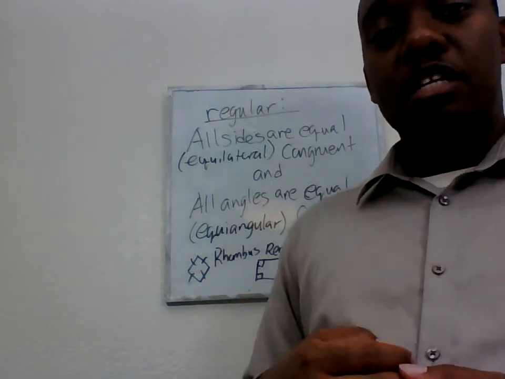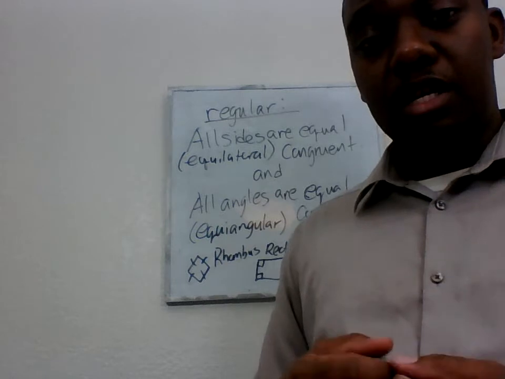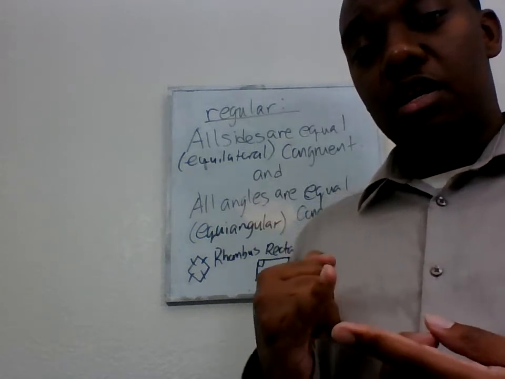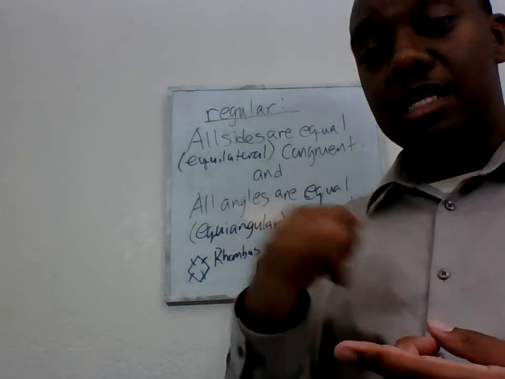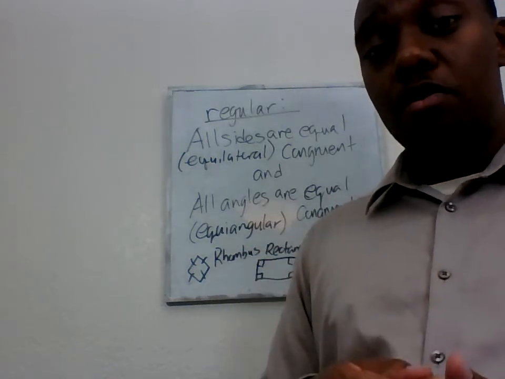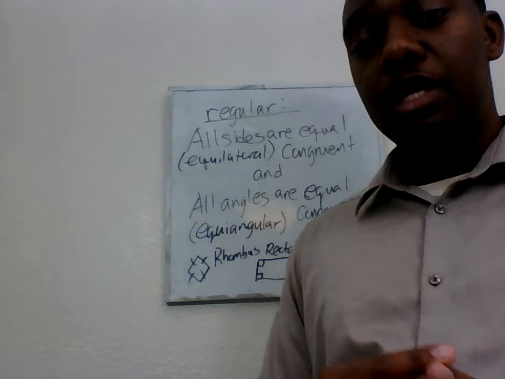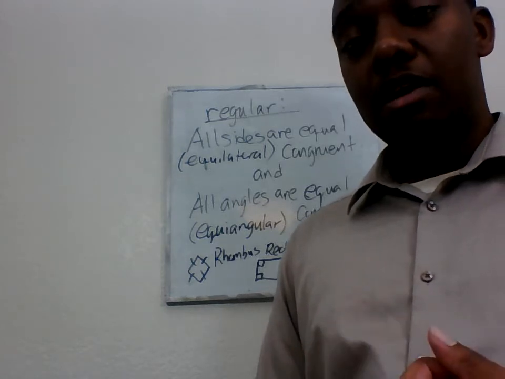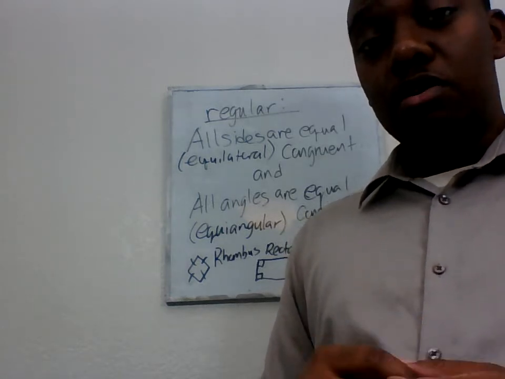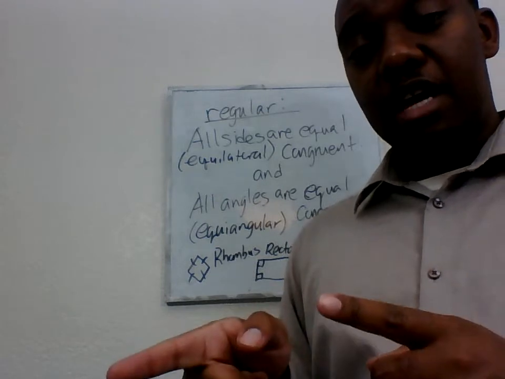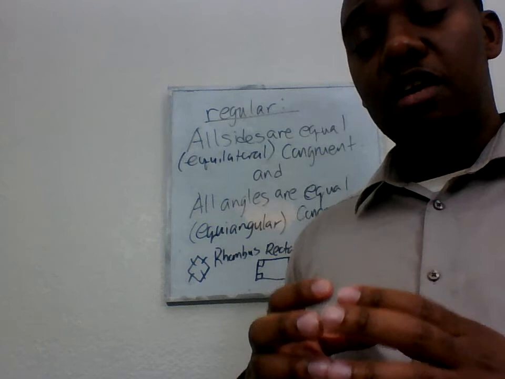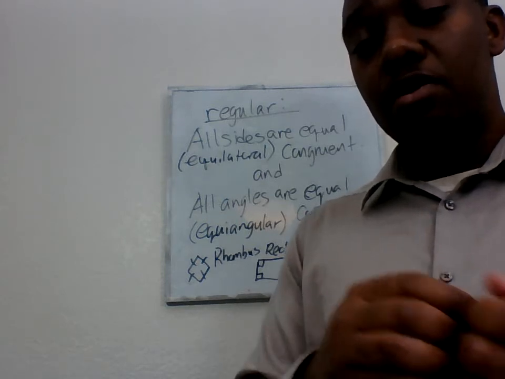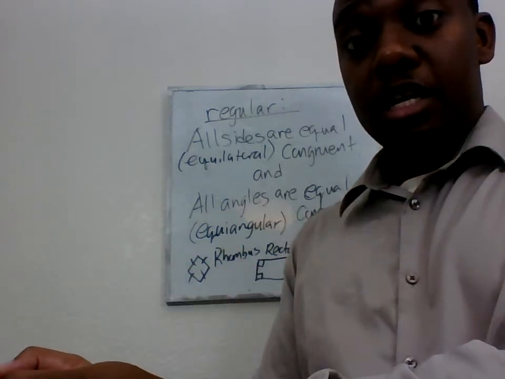And then we have classification based off of congruent measurements within it. So we have regular, if it's both equiangular and equilateral, meaning that all the sides and angles are congruent. Equilateral, meaning that all the sides are congruent. Equiangular, meaning all the angles are congruent. So those are our three ways to classify it: concave or convex, based on the number of sides, and based on the congruency of sides and angles. So either it's equilateral, equiangular, or it's regular because it's both.